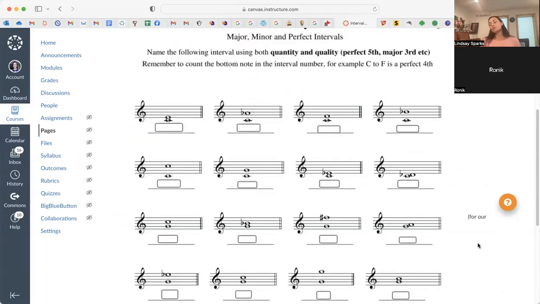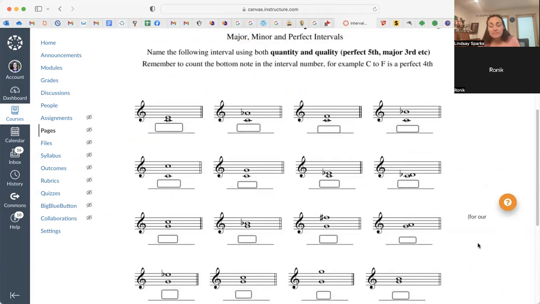I had an interval worksheet at one point that was a link, and then I don't know what happened to it. The link broke, or there was something going on with the site, and I don't remember what it was. So this one is embedded. So the spacing hopefully looks okay.